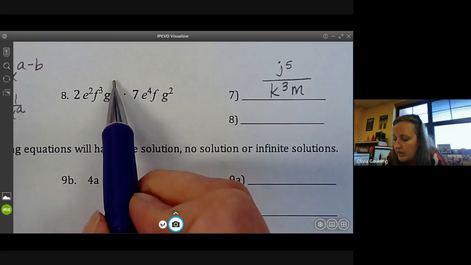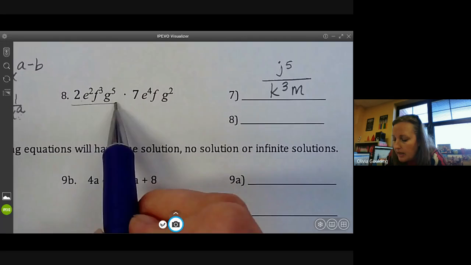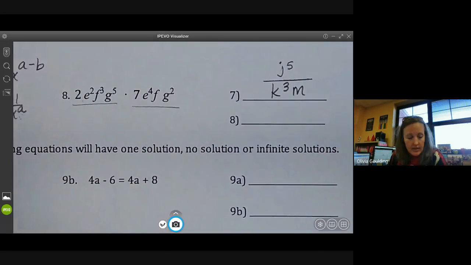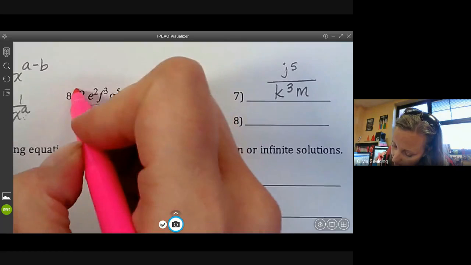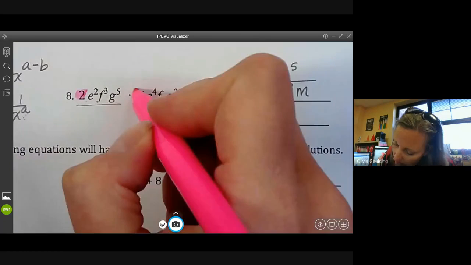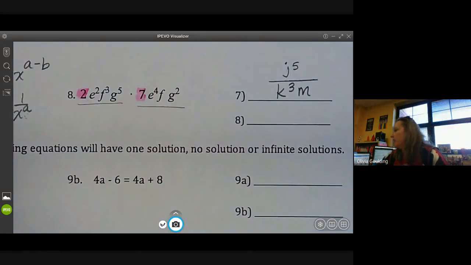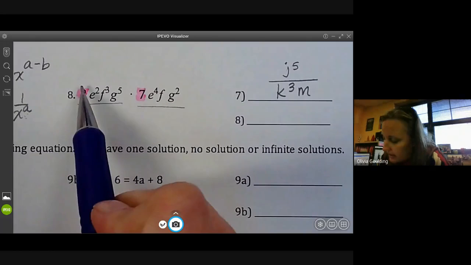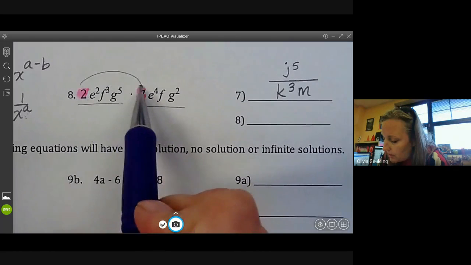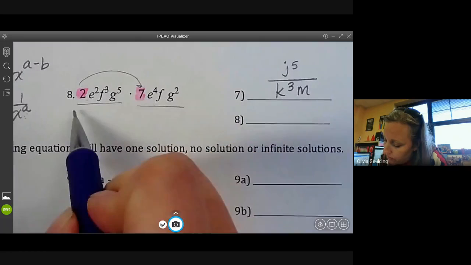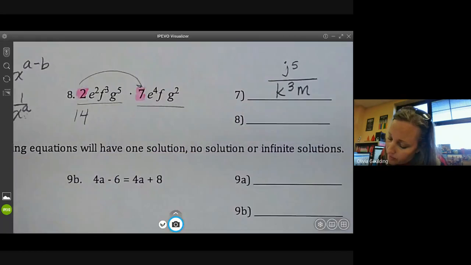So we're multiplying monomials, right? So monomial here and here. And the numbers that are before it are called the leading coefficients. Okay, so here there's a leading coefficient greater than 1, there's a 2, and there's a 7. All right, so we're going to multiply the leading coefficients. So 2 times 7 is 14.